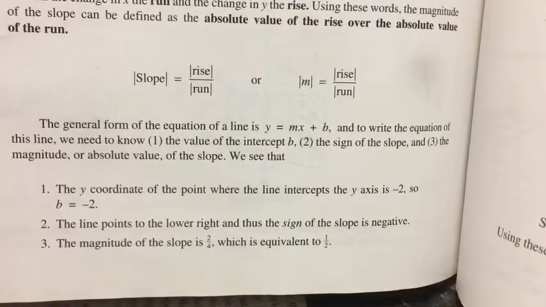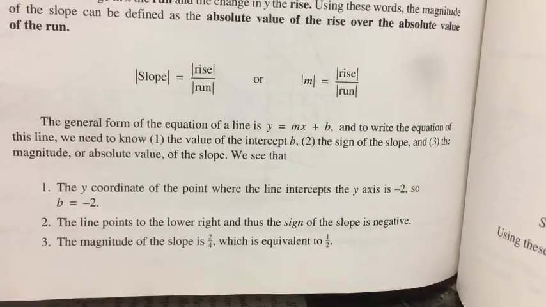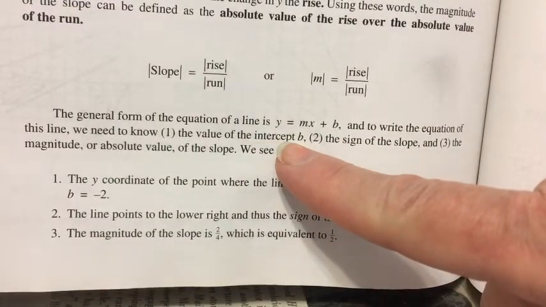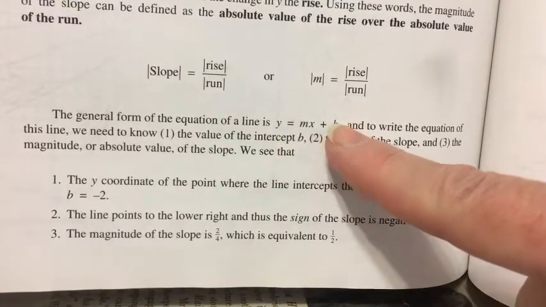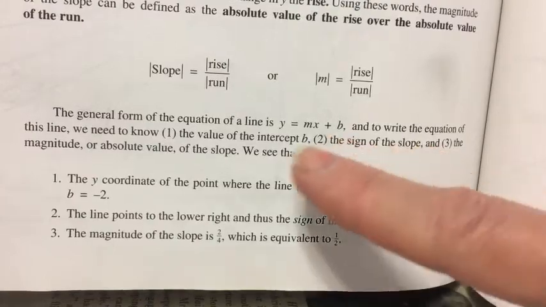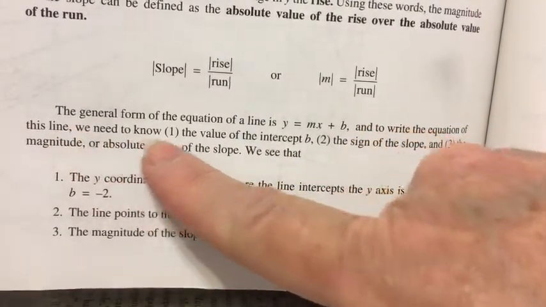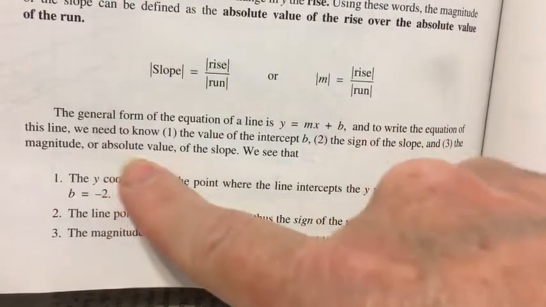Now I'm back on the screen. Okay, so here are 3 points. We need to know 3 things. We need to know the value of the y-intercept, because y is mx plus b. We need to know the b. We need to know the sign of the slope, and we need to know the magnitude of the slope. So we need the value, the sign, and the magnitude of the slope here.